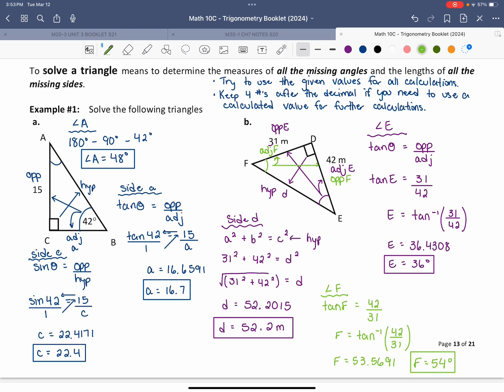And we could double check our angles. We know that they need to add to 180 in any triangle. So we've got 90 degrees plus E, we calculated to be 36, plus F, we calculated to be 54. Add those together, and it gives us 180.